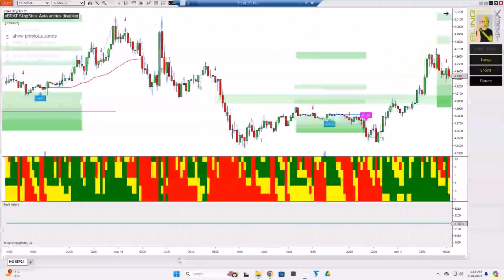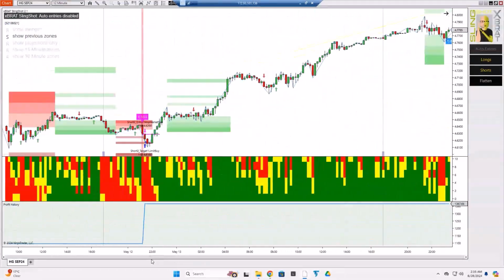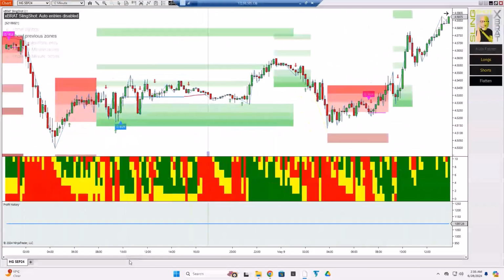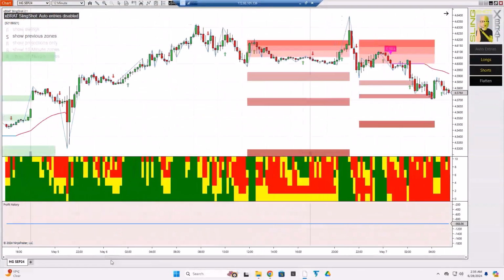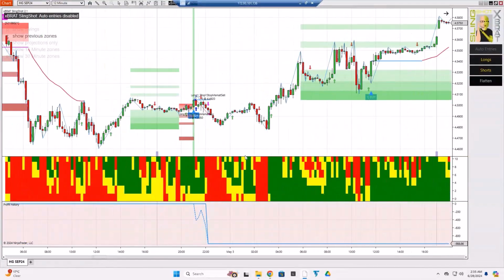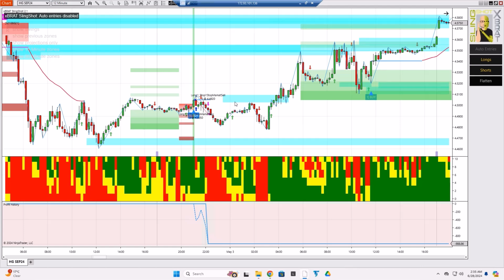I think it's almost like 3rd of May or something like that. Let me just find it. Most of them are winners, but I just want to find that one loser. Okay, so there it is. I'm just going to click on the chart here where it says show previous zones. And we can see this 15-minute zone here, which would have stopped that long, started printing later on.